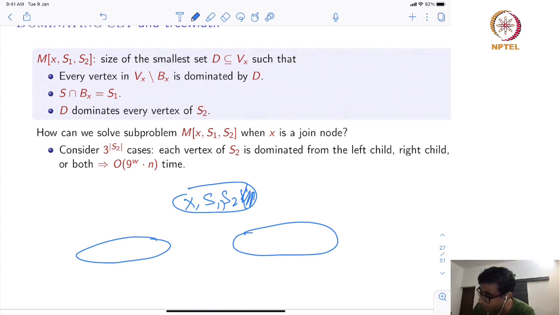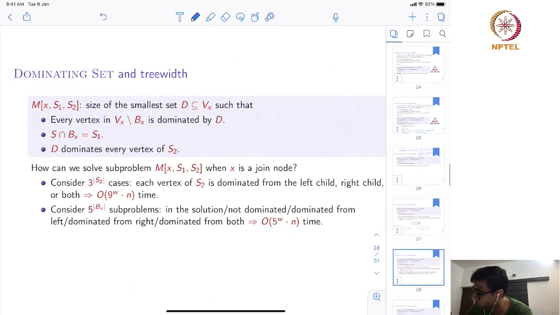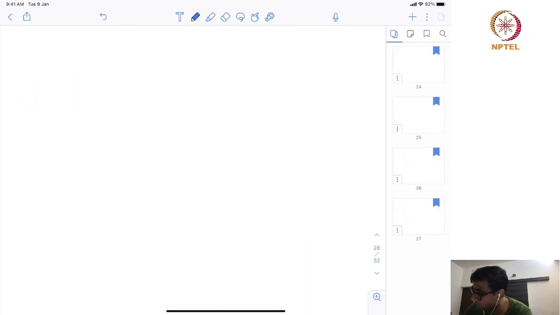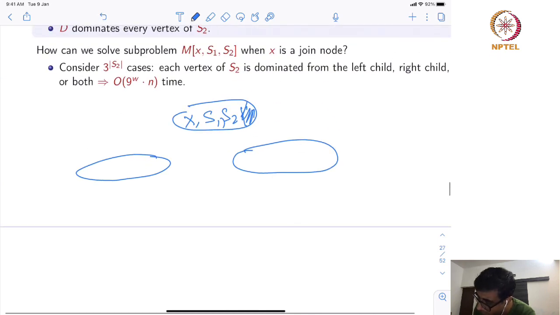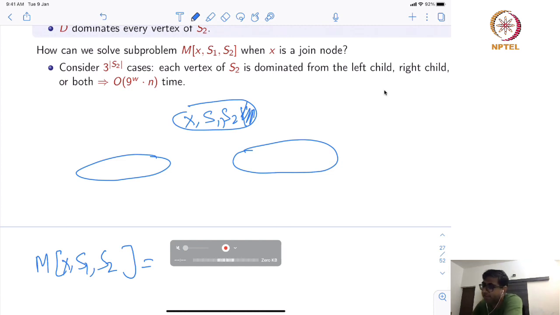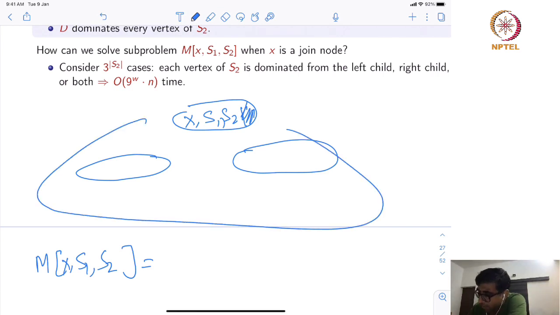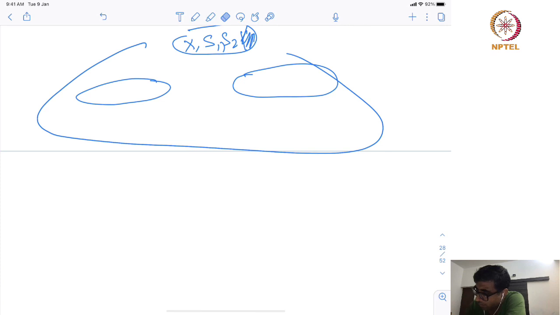So, let's try to fill M, X, S1, S2. I have to decide, right? A vertex in S2, remember what is our criteria? A vertex in S2 needs to be dominated from somewhere, right? Because we are looking for a solution for the whole graph. So, look at this from a graph perspective.